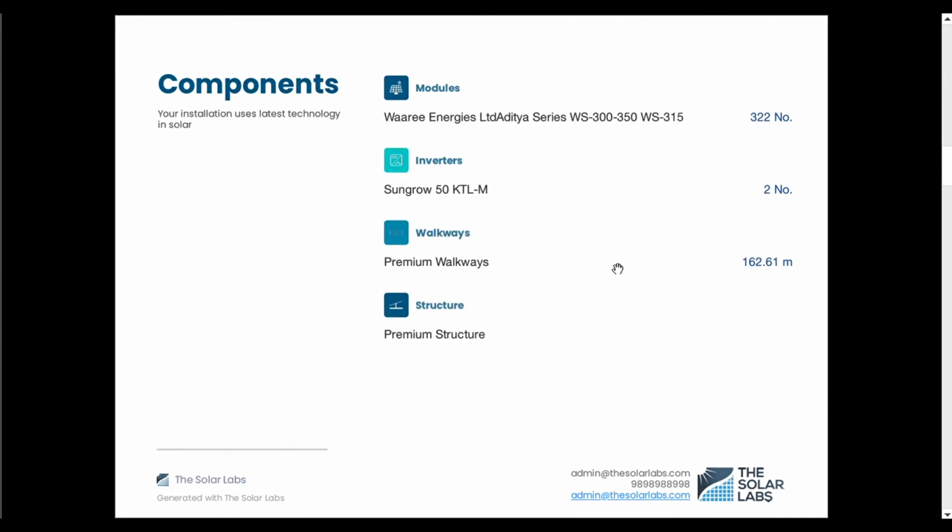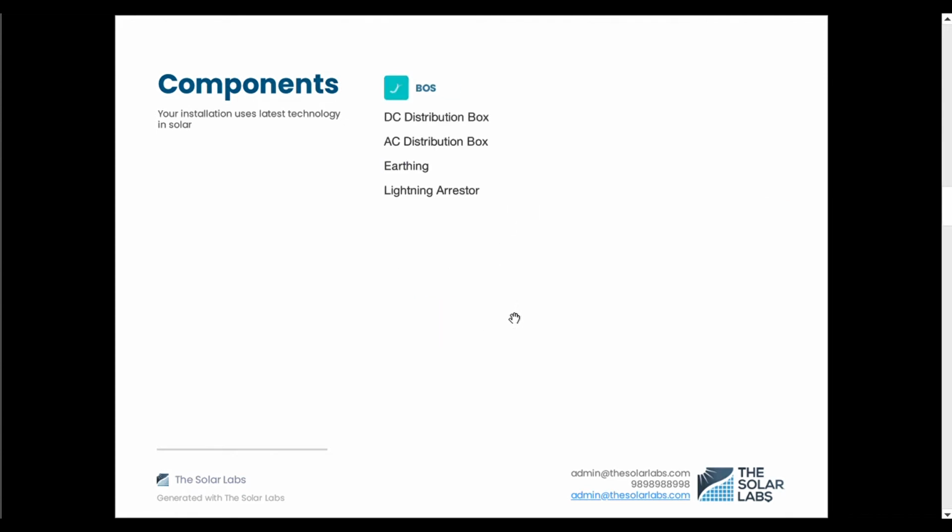The next part in the report contains the list of items to be used during your installation. It has the modules, make and quantity, details about inverters, and other balance of system parts.